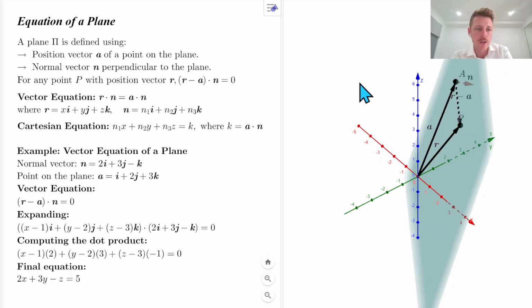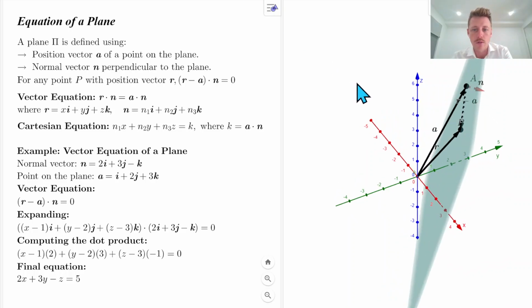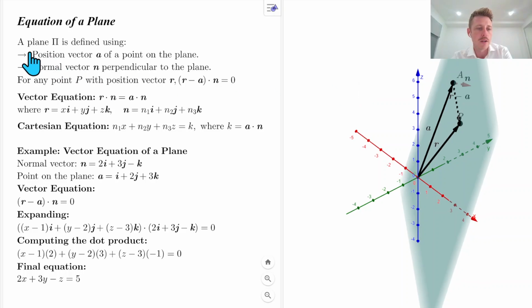So we're looking at the equation of a plane now. So that was just talking about normal vectors. Now looking at the equation of a plane. So a plane, pi, this is capital pi in Greek, is defined using 2 vectors. So you need a position vector A of a point on the plane and a normal vector n perpendicular to the plane.